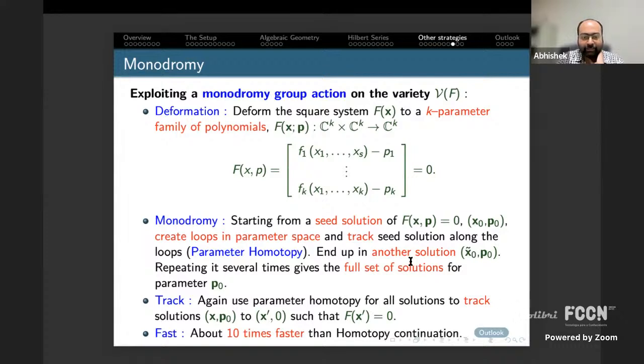Okay, and then you can again do a homotopy continuation to track this P naught from some finite P naught to zeros, because what we actually want to solve is all these F's, F1 to Fk, equal to 0. So this also can be done, and it turns out that this is even faster than the previous technique. This is about 10 to the power 10 times faster than the homotopy continuation itself.